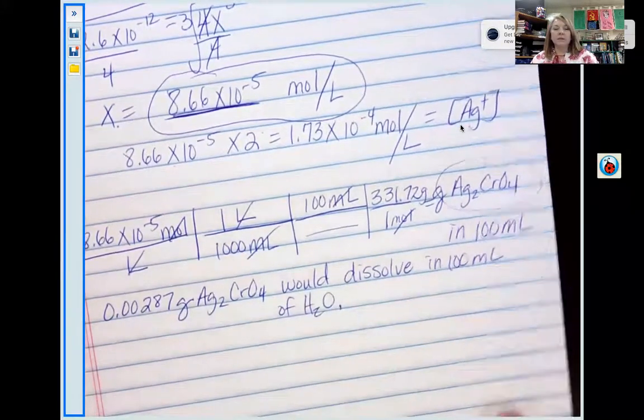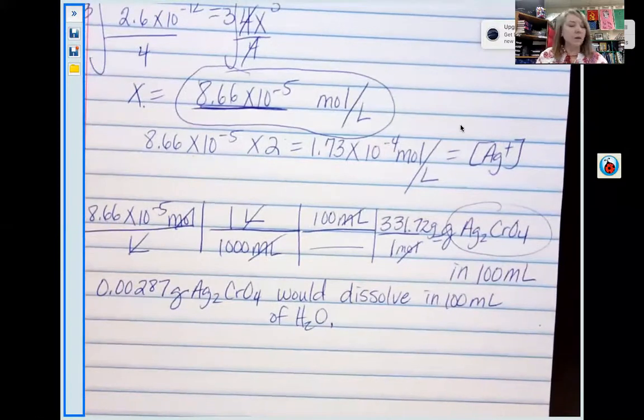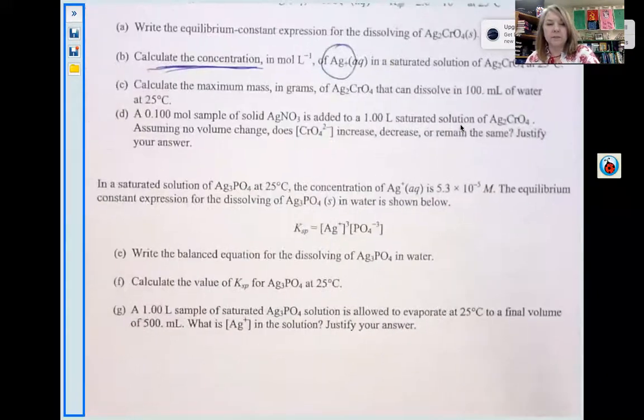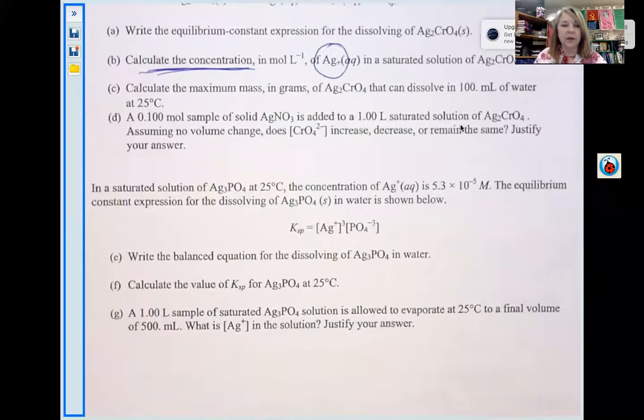Okay, that's kind of crooked. All right, let's look at the next question. I'm sorry I'm kind of rushing through this, but I have to go do parent-teacher conferences here in just a second.